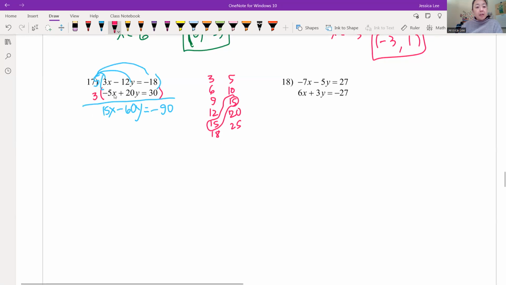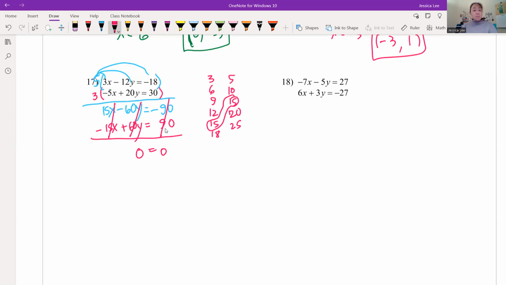All right, 3 times -5x is going to be -15x. See, this is what we want, right? 3 times 20 is going to be plus 60y. 3 times 30 is going to be 90. Oh, you may have noticed. See what I see, right? So 15x minus 15x is 0. Well, -60y plus 60y is 0. All we have left here is 0 is equal to, well, -90 plus 90 is 0.